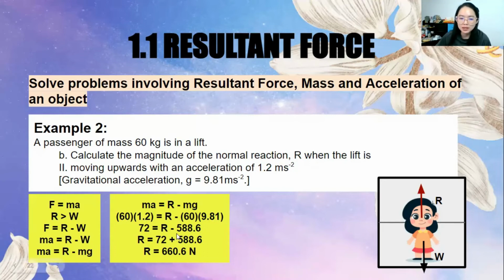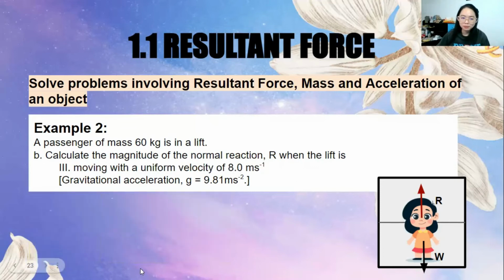Then I bring this one to the front. Then I get 72 plus 588.6, so R is equal to 660.6 Newton. So when my normal reaction is greater than my weight, the lift is moving upward. So that's the thing.